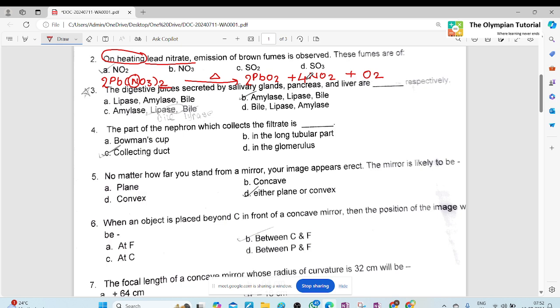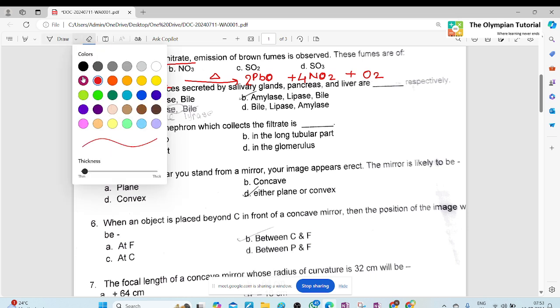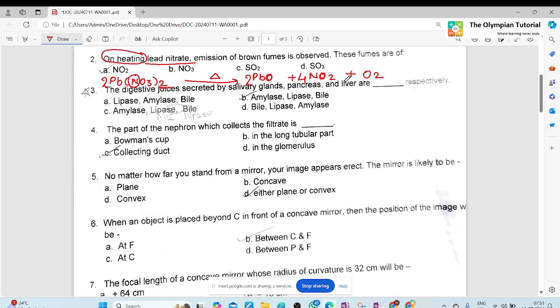Ma'am, oxygen on the LHS is 12, but here it is 10. No, here oxygen 4, here oxygen 8. Yes, ma'am, there are 12 and here it is 14. So it is not balanced. One second. Their oxygen is 12, balanced, right? Oh, sorry. I have written the lead oxide formula incorrectly. Can you tell me the correct formula, friends? It is 2 PbO. By mistake, I wrote 2 PbO2. Okay, now it is balanced.